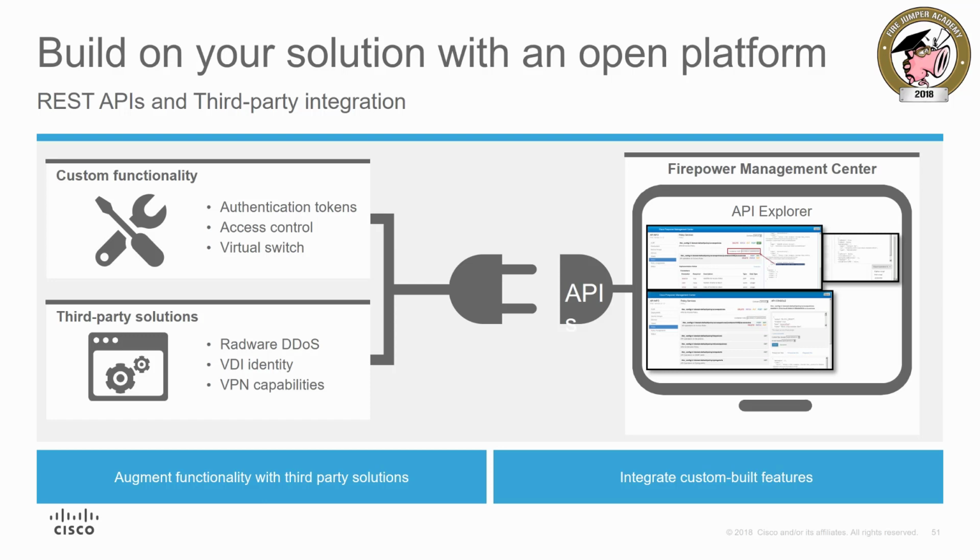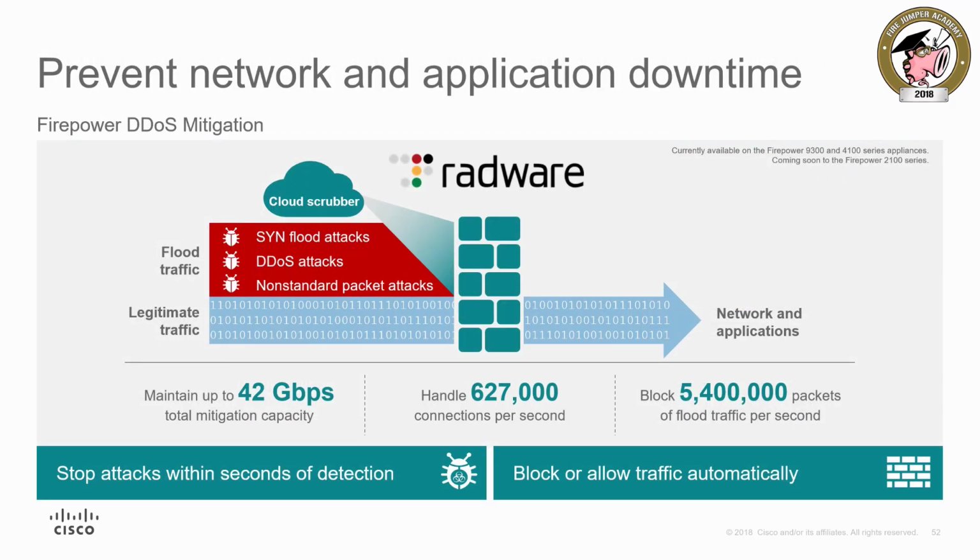On top of this interoperability, the Cisco Firepower Next-Gen Firewall enables you to leverage Firepower Radware DDoS capabilities, so you can prevent network and application downtime. Radware VDP is a virtual platform that can run on the Cisco Firepower Next-Gen Firewall to detect and mitigate zero-day network and application DDoS attacks in real time.